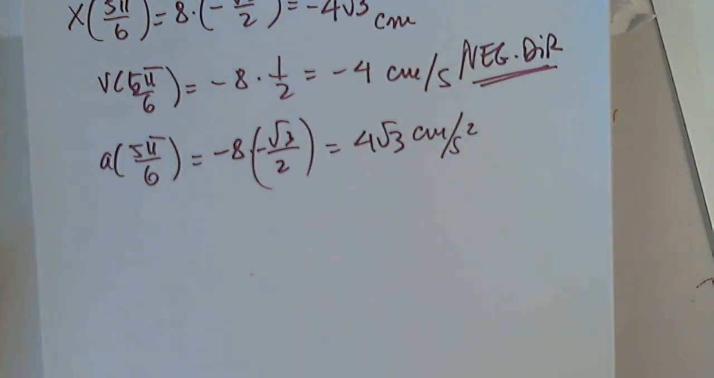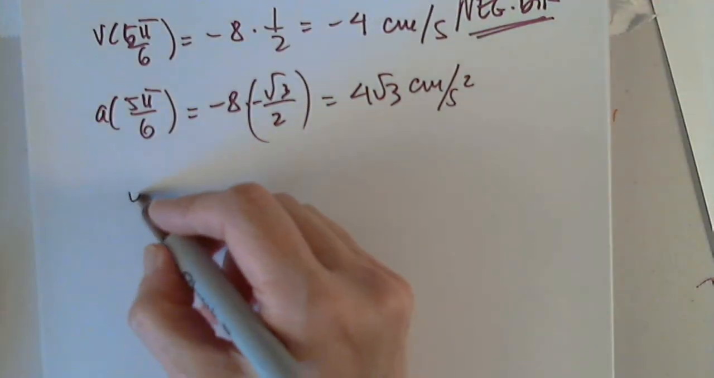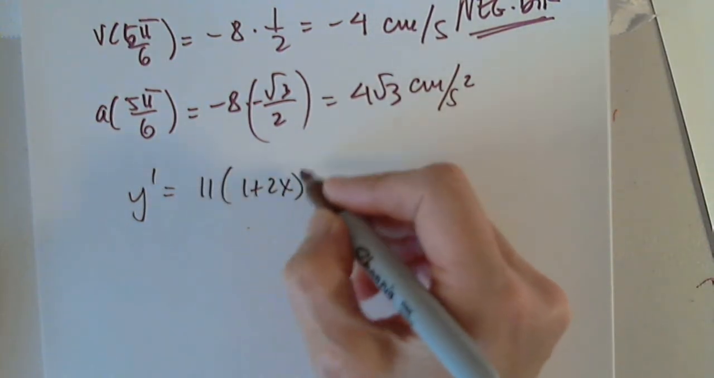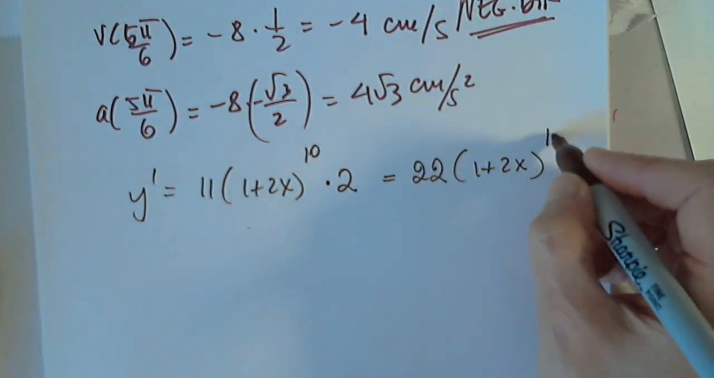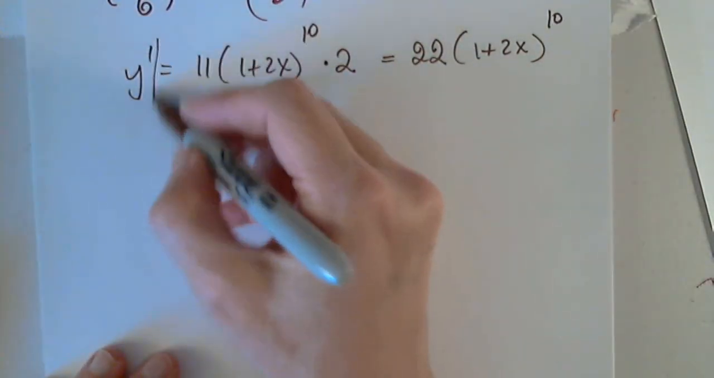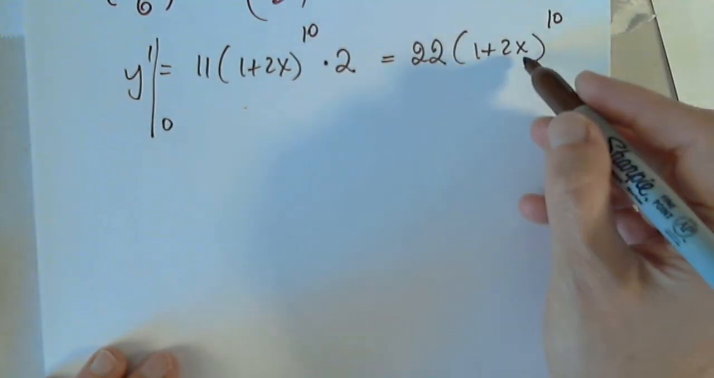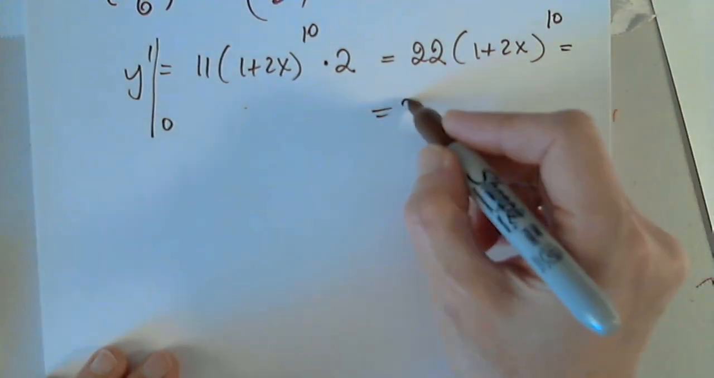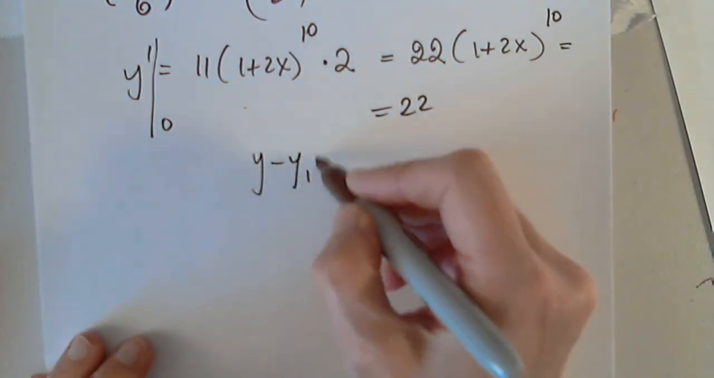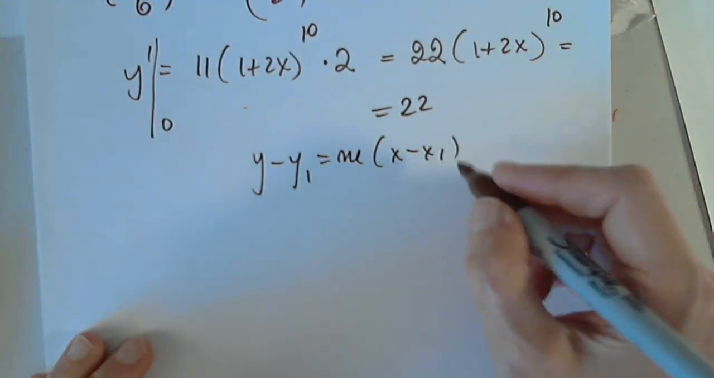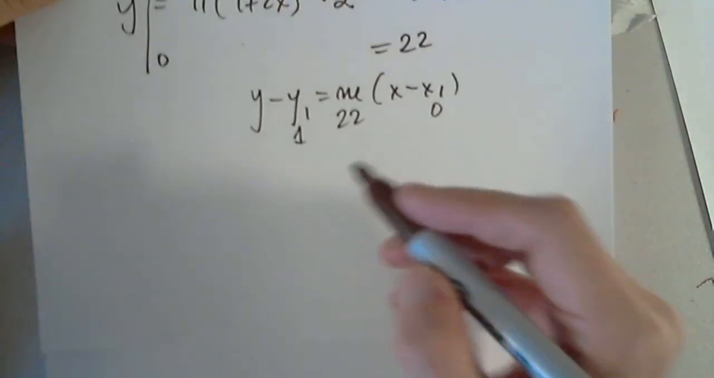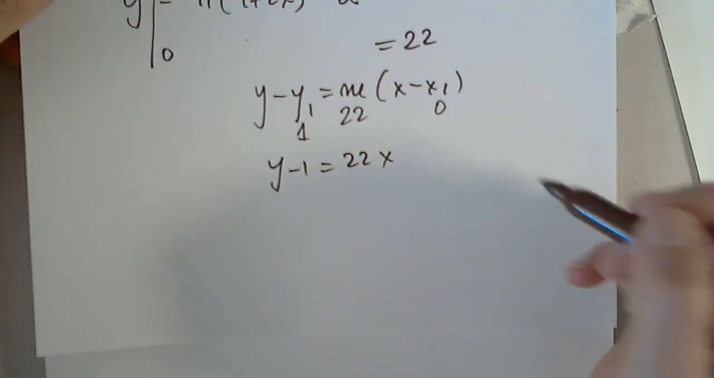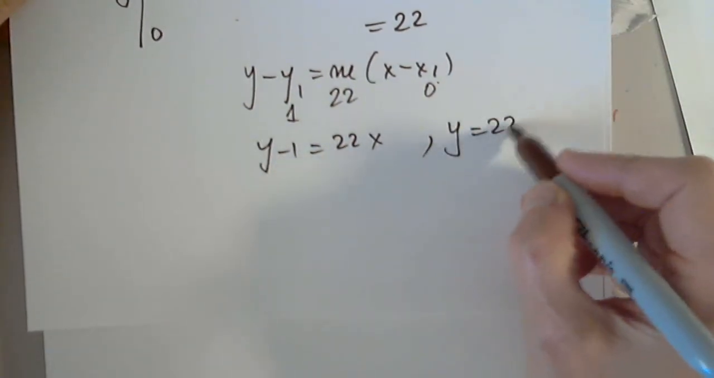So find the equation of the tangent line to the curve at a given point. I have y prime, which is 11, 1 plus 2x to the 10th power times the inner function prime. So this is 22, 1 plus 2x to the 10th power. I will determine this value when x is 0. When x is 0, I have 1 to the 10th, so this will be 22. So I have y minus y1 equals the slope times x minus x1, where x1 is 0, y1 is 1, and this is 22. So then y minus 1 equals 22x, or y equals 22x plus 1.